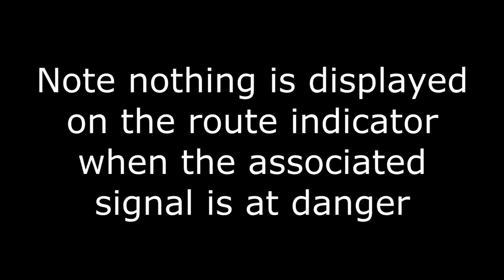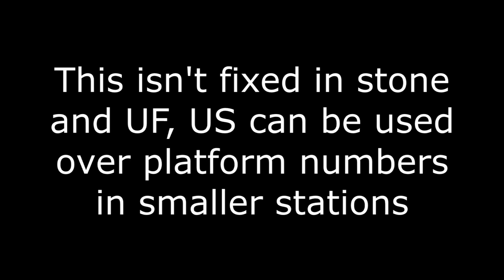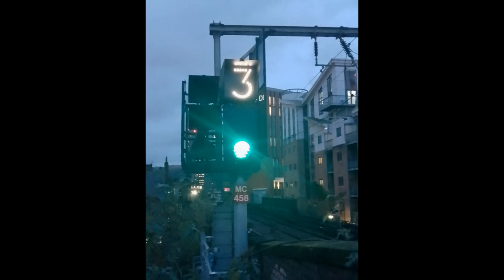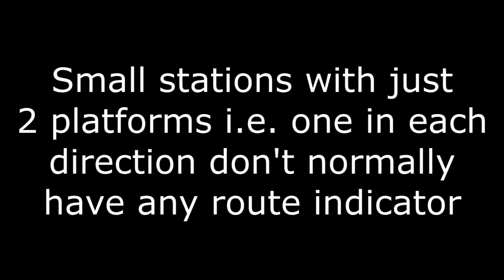So on the approach to a station, a number is often used. That will normally correspond with the platform number. So if you're going to go into platform 3, you'll get a number 3 lit up. If you're going into 2, you get a 2 lit up, and so on and so forth.